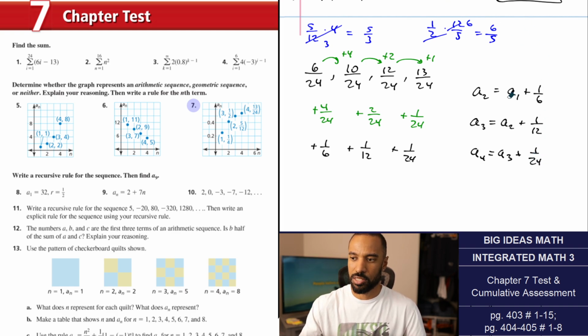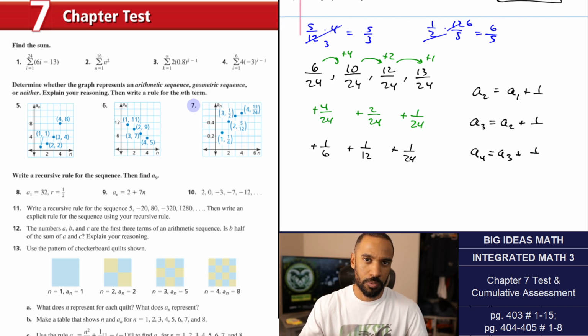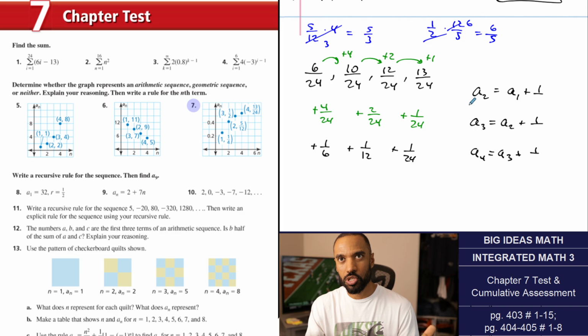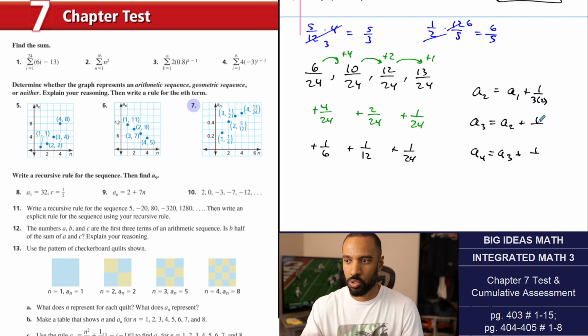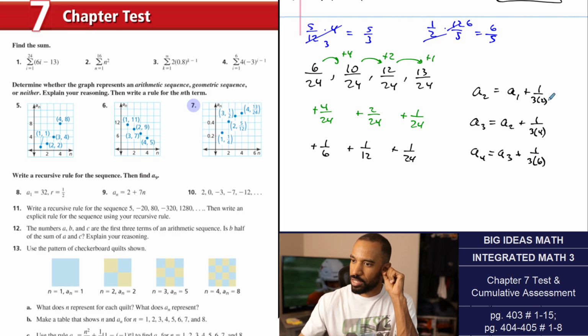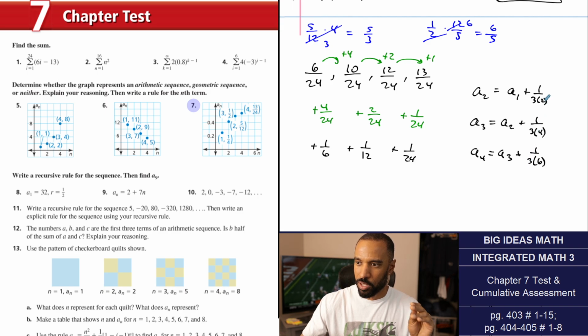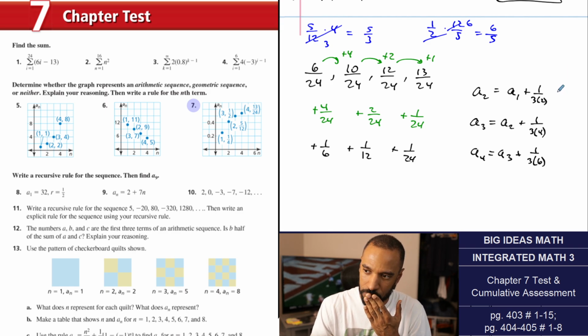Now, 1/6, how can I use the number 1 or 2? How about 2? How can I use the number 2 to get 6 and use 3 to get 12 and 4 to get 24? Oh, I just had it in my head. 3 times 2 is 6. This is 3 times 2. This was 3 times 4 and 3 times 6. That means that the 3 can stay consistent. 2 is increasing by 1 each time.